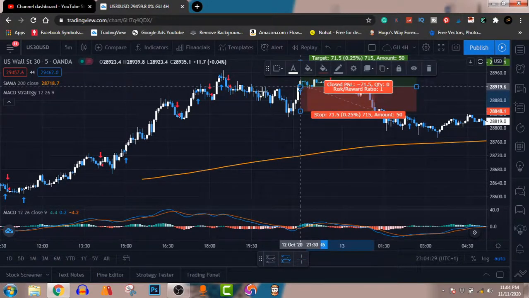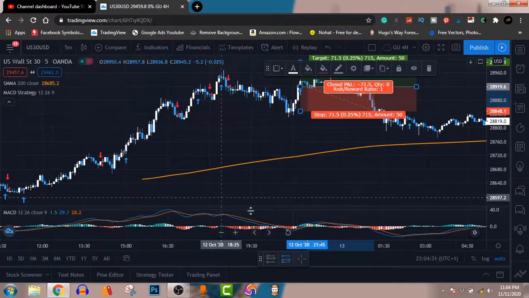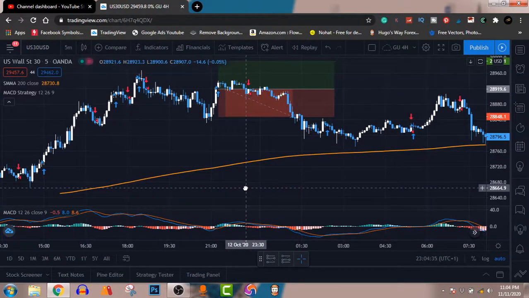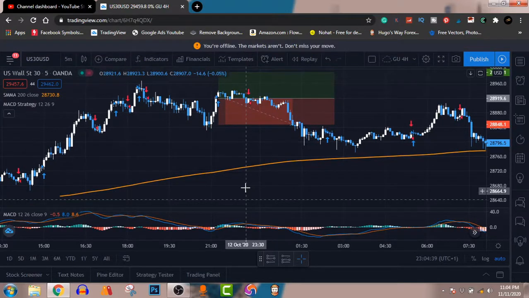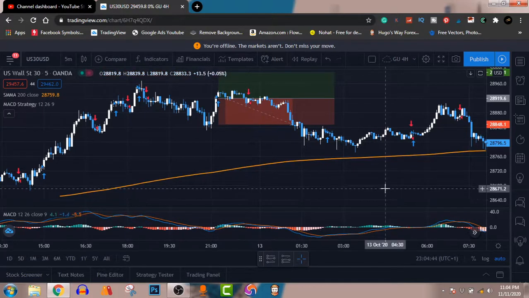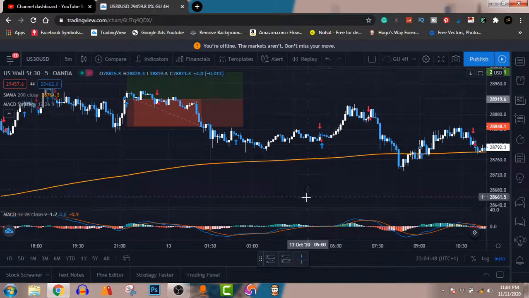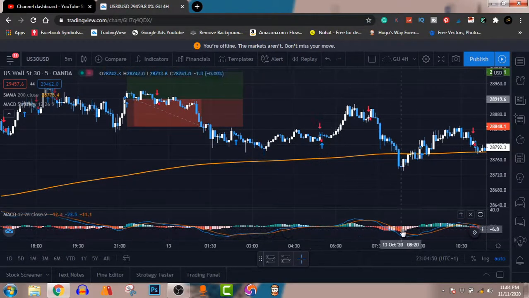Okay, lost this. Remember, I'm using a 2-to-1 win reward ratio. So I risk, for instance, if I'm supposed to gain $20, I risk only $10 to make $20. So that's how it works. And remember, I avoid trades down the line. I always want them to be fully inside like this. So this will be the next one.